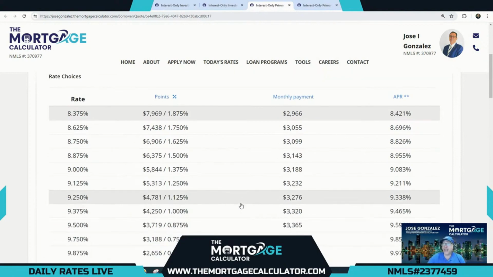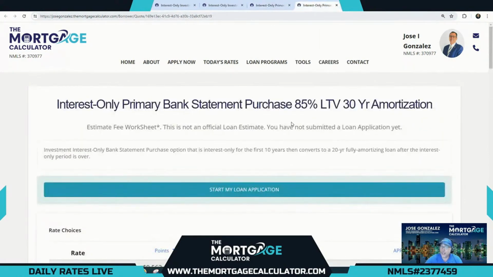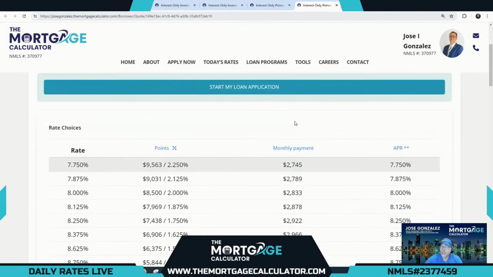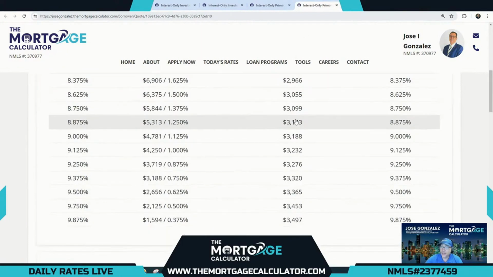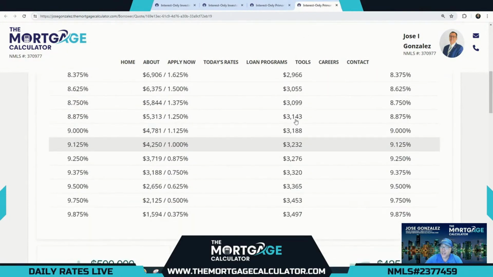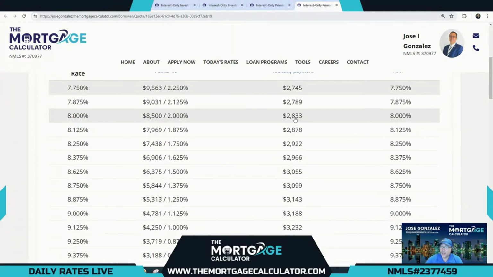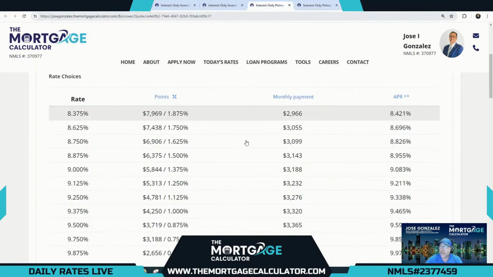9.875 is our lowest cost option, and you can buy that down all the way to 8.375. And if we compare this to the 30-year option, just notice the 30-year option does start at 9.875, but goes all the way to 7.75%, whereas the 40-year option only goes down to 8.375%.